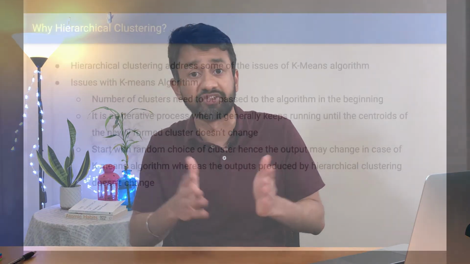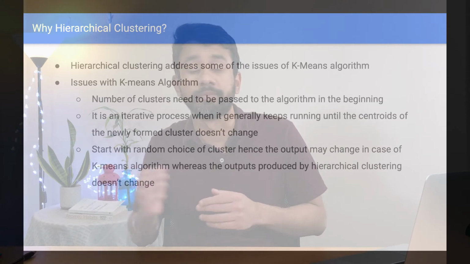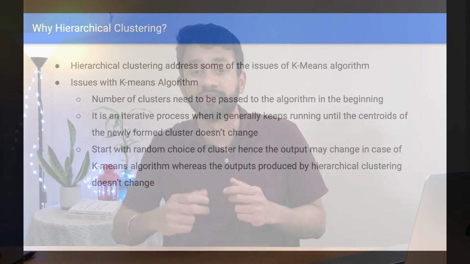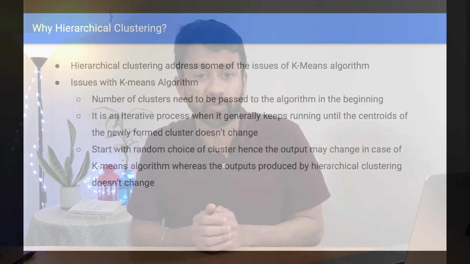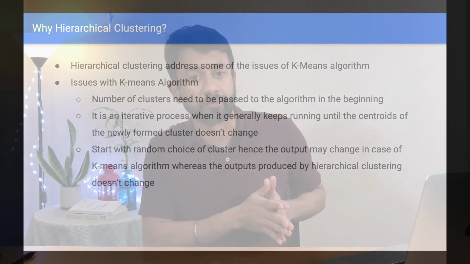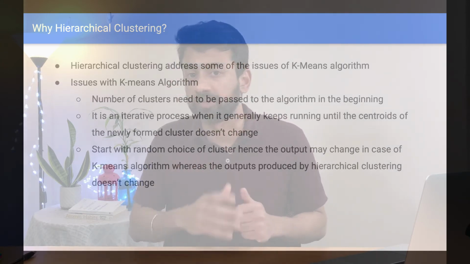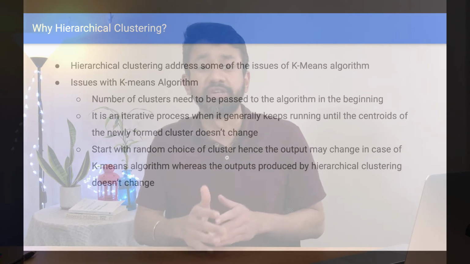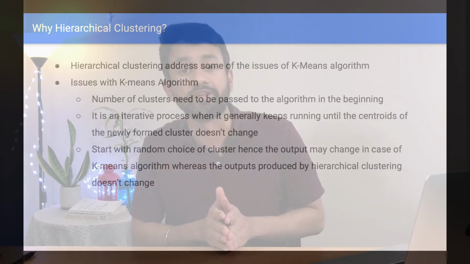This means that with the same algorithm on the same exact data set, the output can be completely different, because we came up with completely different random choices. Depending upon the choices that we make at the start of the algorithm, the output can differ completely. It could be the same data set and the same algorithm, but the outputs can still be very different from each other. Whereas that's not the case with hierarchical clustering.